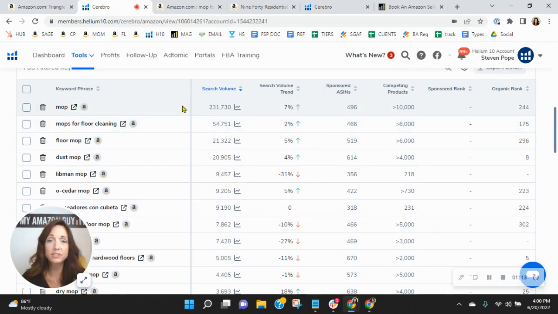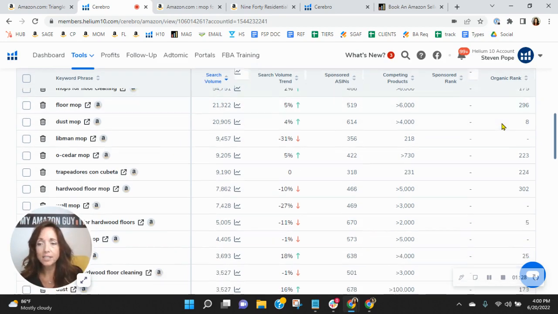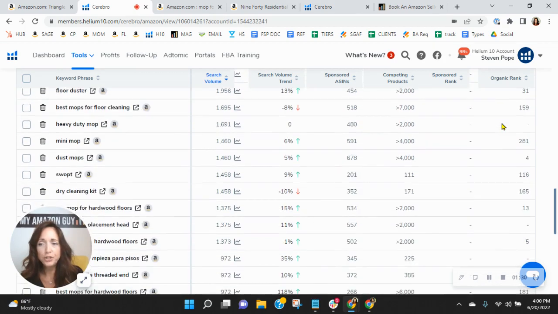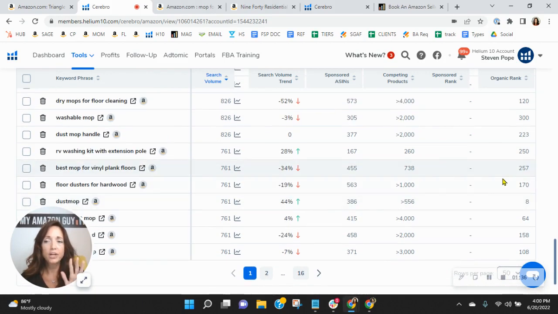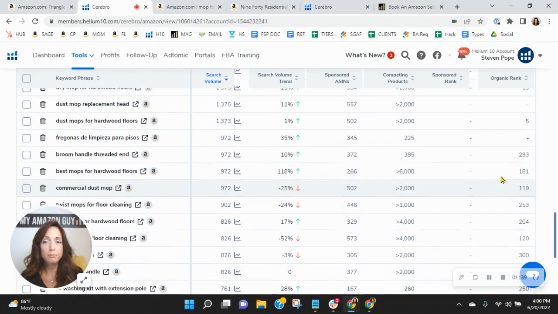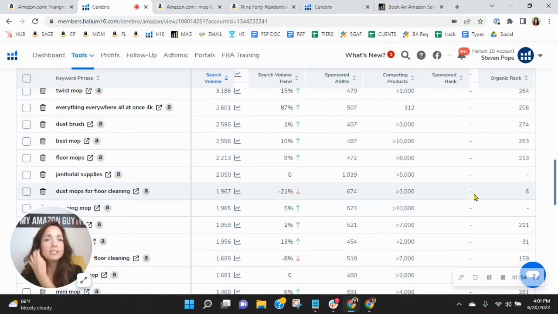So as I scroll down, you'll notice that I sorted the keywords in this category by the most frequently searched. Mop, mops, for floor cleaning, floor mop, dust mop, Libman mop. So all those show up first. And then on the right is your organic rank. Now, as I scroll down, do you notice how other than, I think, five times, six now, you are in the triple digits in the 50 most frequently searched keywords? And when that happens, it means you're pages, pages, pages deep, sometimes so deep that it's going to be hard to find you. So let's see if we can put this into context a little bit.